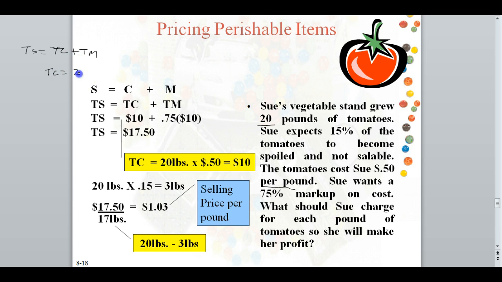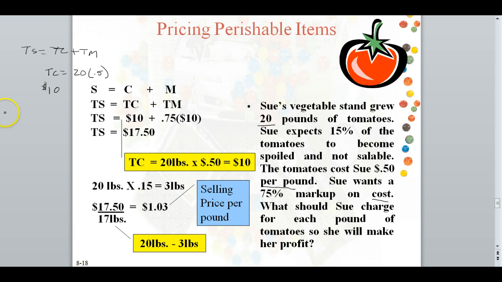So our total cost equals 20 times 0.5, or $10 when you work it out. So to grow these 20 pounds, it cost her $10. Then our total markup: she wants to make 75% on the cost of them. We just determined the cost to be $10, so she wants to make 75% above that.